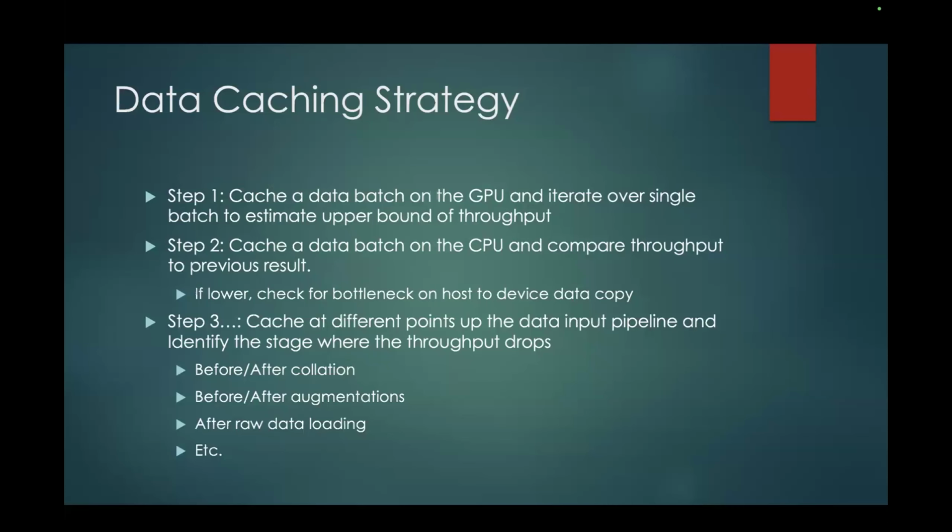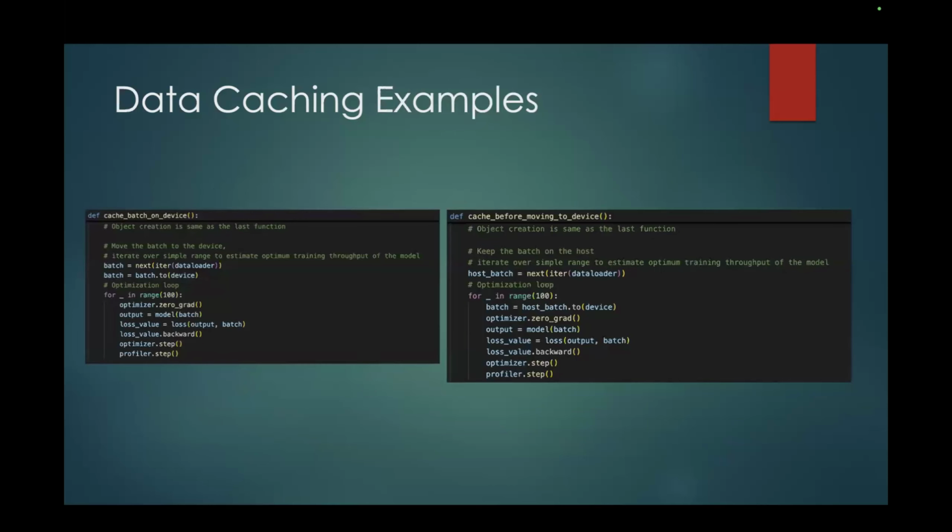Step two is, once we actually know what the upper bound is, we basically move the caching up one step in the input pipeline. So now we'll cache the data on the CPU just before we copy it onto the device. And then if we detect that our throughput has deteriorated significantly, then that'll indicate to us that our primary issue here, or at least one of our issues, is on the host to device data copy.